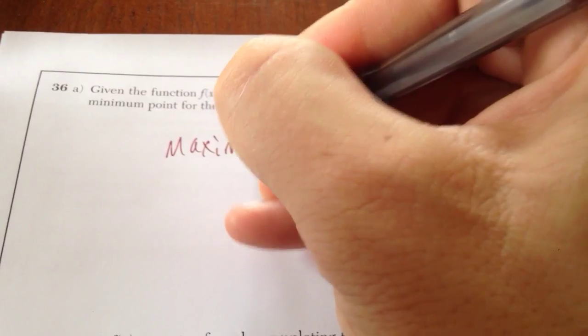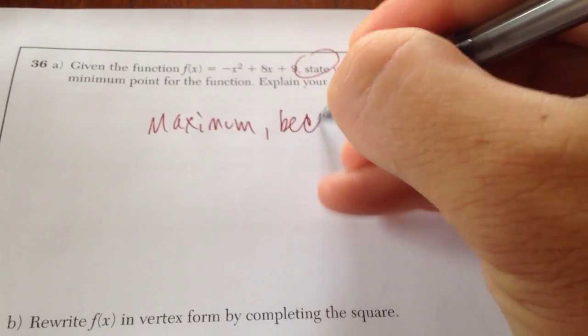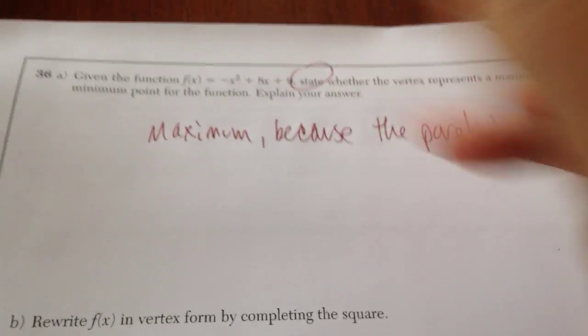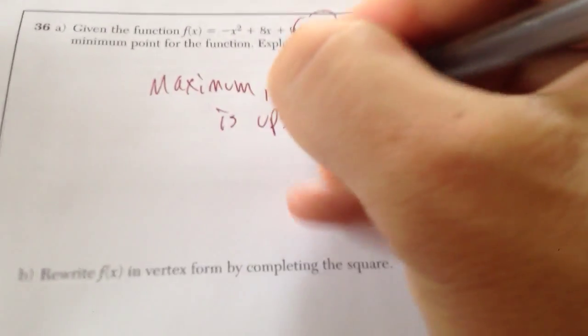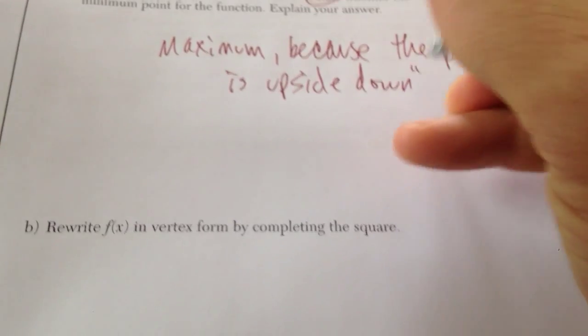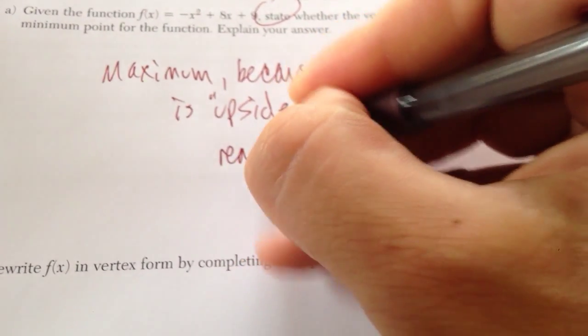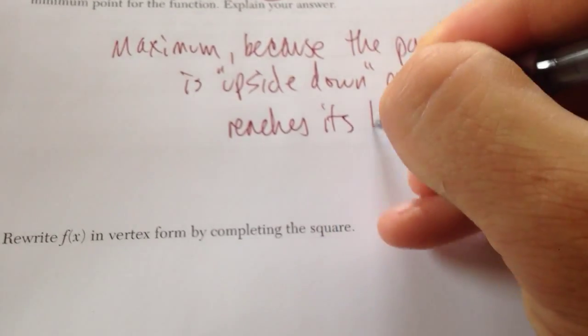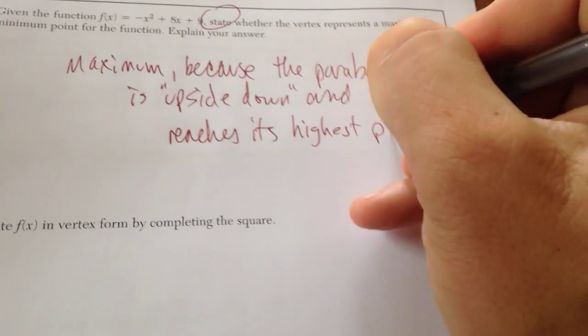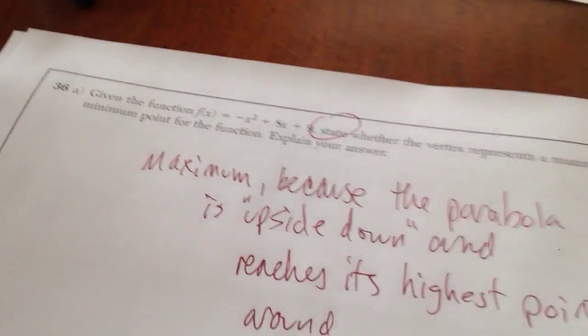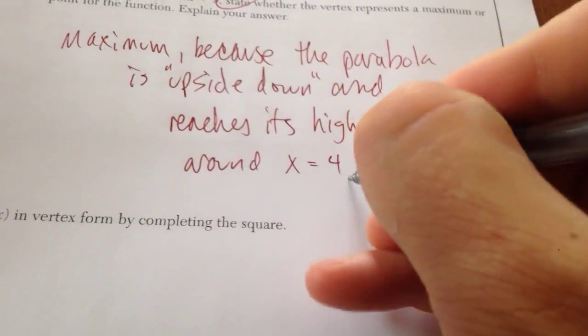Okay, so you have to state maximum because the parabola is upside down and reaches its highest point around x equals 4.